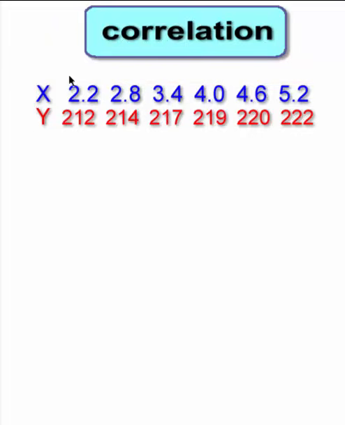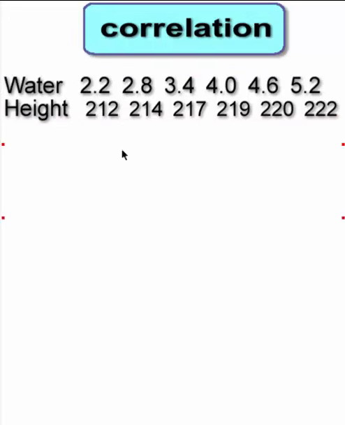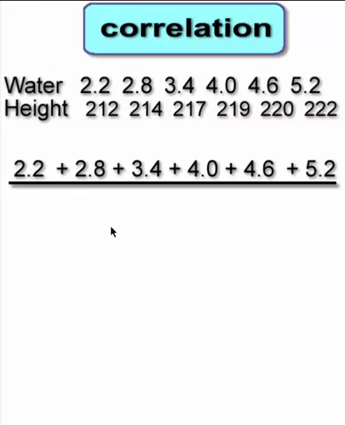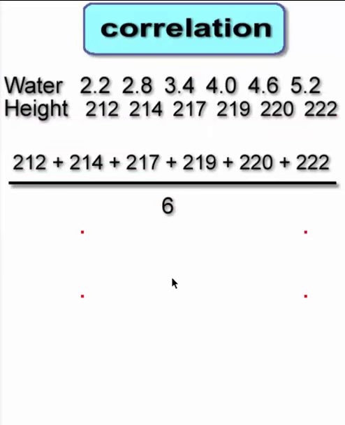So here's your data. We're going to just go ahead and change the height and the amount of water into x and y variables. It's not a biggie. So now we need to find the mean of the water. You add up each individual, divide by the number, that gives you the mean. So the mean for the x is 3.7. Repeat the process for the y's. Add them all up, divide by the number there are, and you get the mean for the y's.